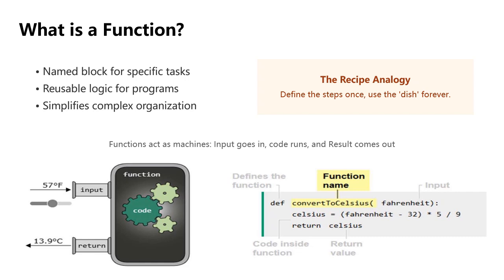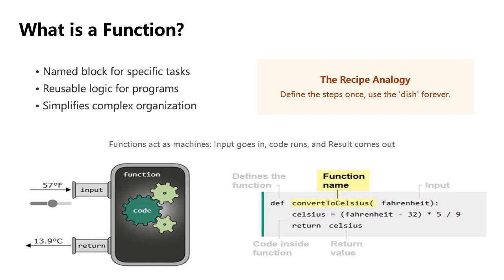I like to use the recipe analogy. Think of a function as a recipe for a specific dish. You define the steps once on a recipe card. Whenever you want that meal, you don't have to figure out the steps again. You just follow the recipe you've already defined. In coding, we define the logic once and use it as many times as we want.